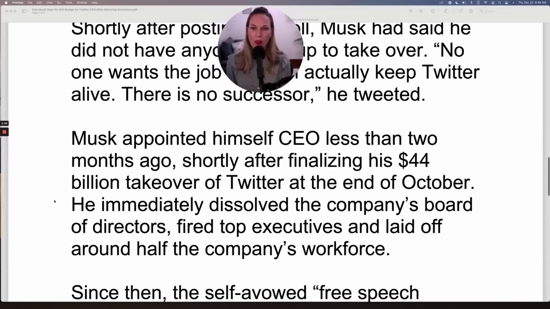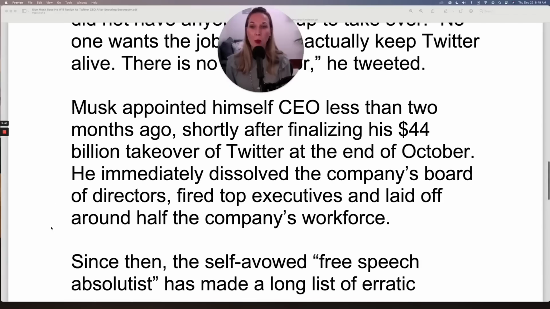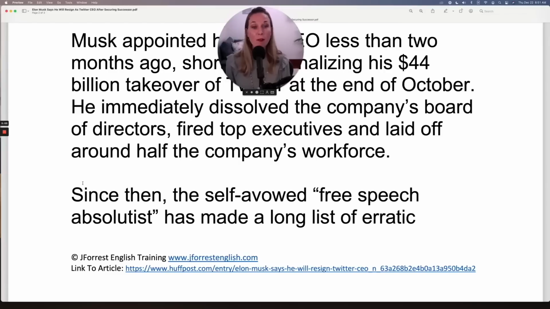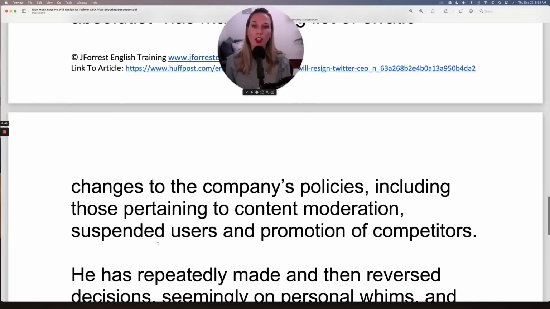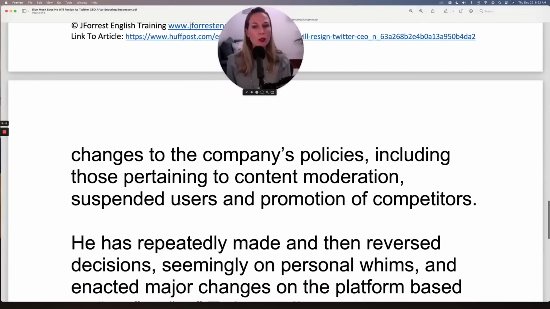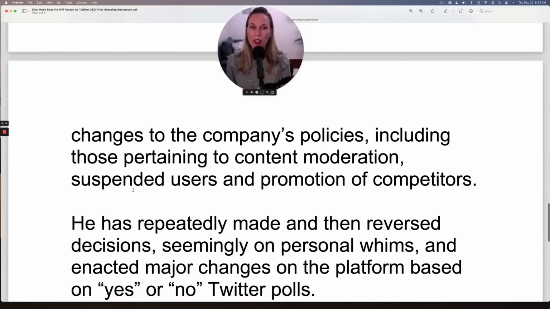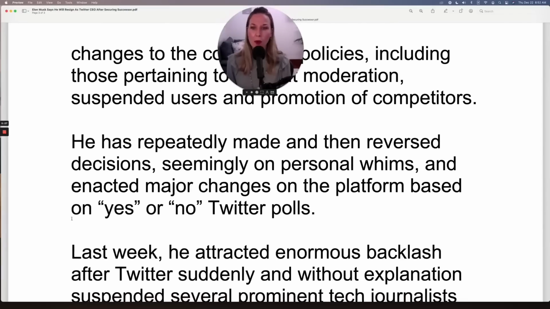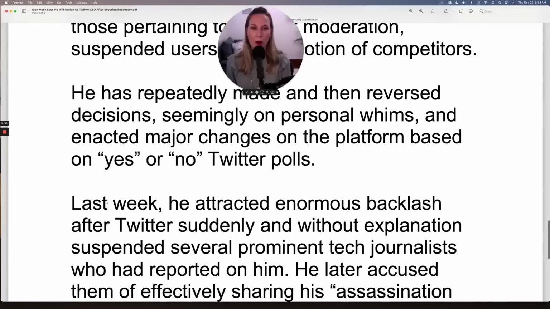end of October. He immediately dissolved the company's board of directors, fired top executives, and laid off around half the company's workforce. Since then, the self-avowed free speech absolutist has made a long list of erratic changes to the company's policies, including those pertaining to content moderation, suspended users, and promotion of competitors. He has recently made and then reversed decisions, seemingly on personal whims, and enacted major changes on the platform based on yes or no Twitter polls.